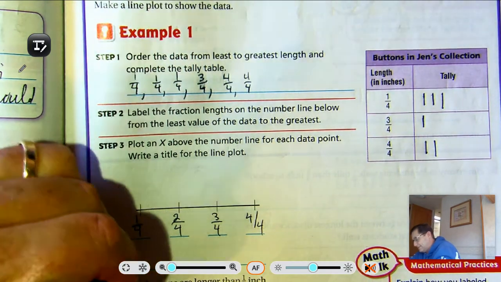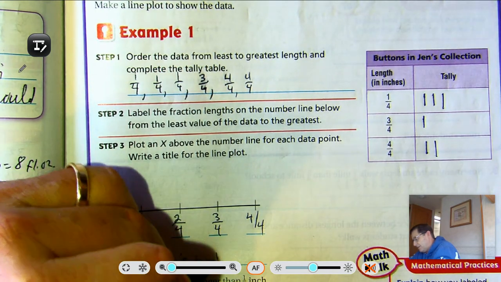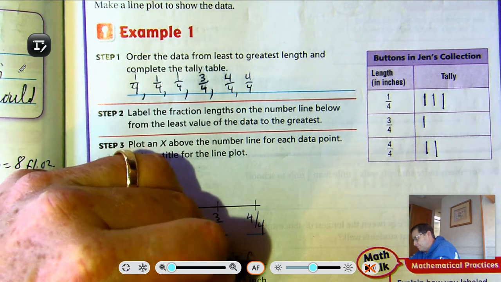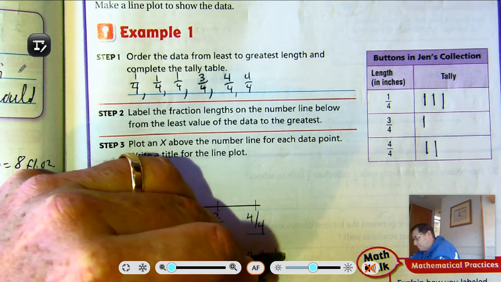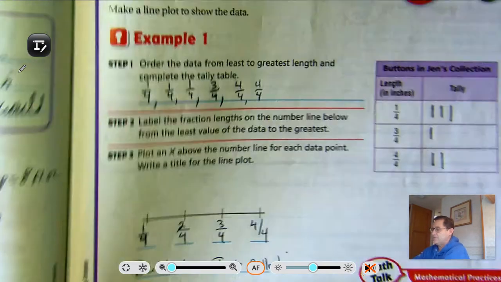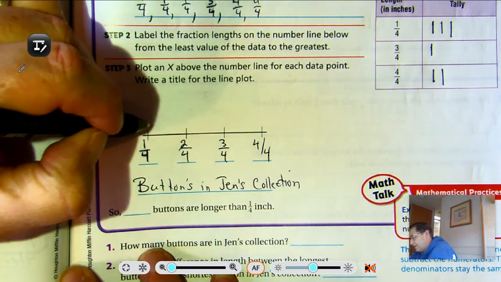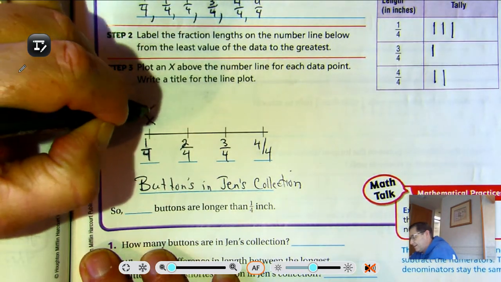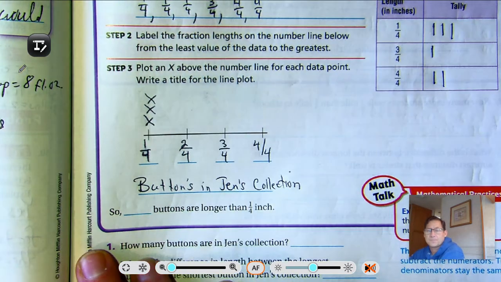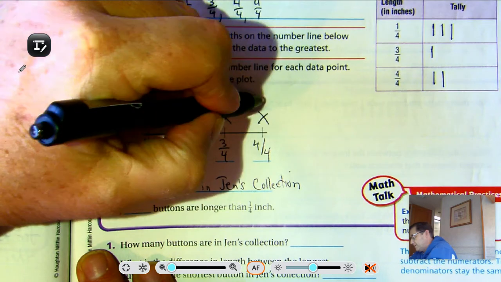So buttons in Jen's collection. So every time we put an X above one of these fractions, that represents a button in her collection. So 1/4, she has 3. So I need to put 3 X's. 2/4, there aren't any 2/4. So we're not going to put anything there. 3/4, there's 1. And 4/4, there are 2.